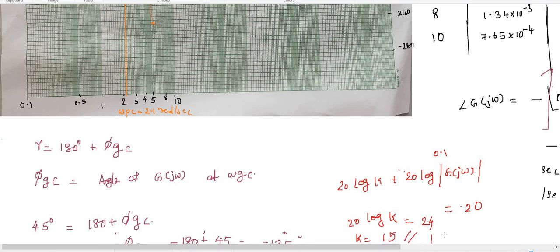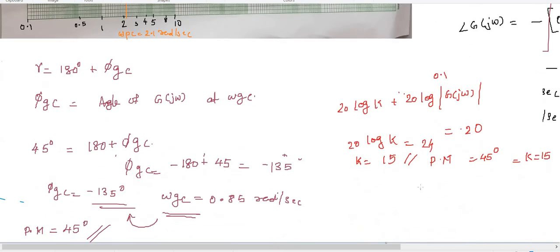So when phase margin is 45 degree, the value of k is equal to 15, and when gain margin is 6 dB, the value of k is equal to 25. And since both gain margin and phase margin are positive, we can say that the system is stable. Thank you.